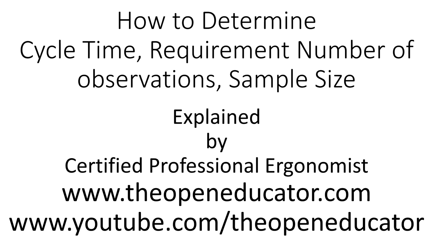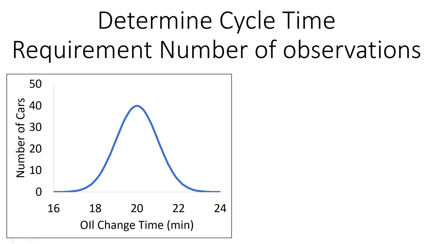How to determine cycle time, required number of observations, and sample size to find out what to set as a standard. For example, we are trying to figure out how much time it takes to do an oil change so that we can charge our customer appropriately. And this is applied everywhere.